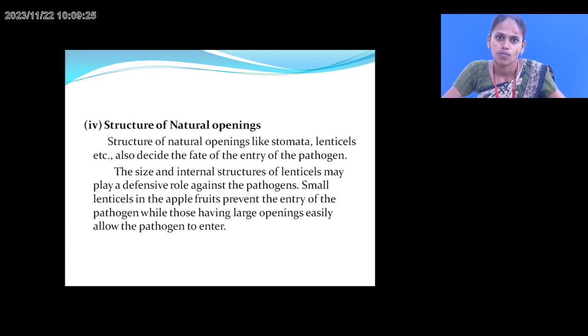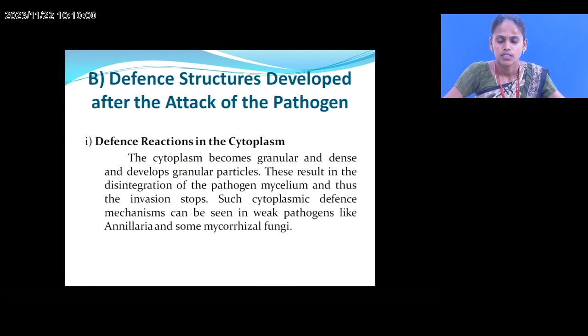Structure of natural openings. The fourth one is the structure of natural openings. In all plants, natural openings like stomata and lenticels also indicate the fate of entry of the pathogen. The size of the internal structures of lenticels may play a role against the pathogen. Small lenticels in the apple fruit prevent the entry of the pathogen, while large openings easily allow the pathogen to enter. The second method is defense structures developed after the attack of the pathogen.